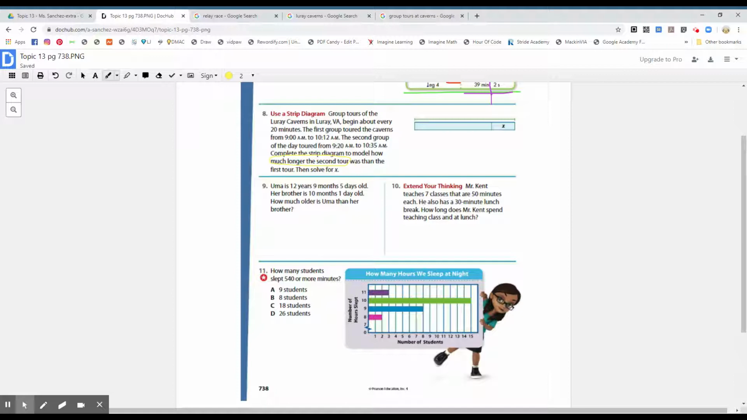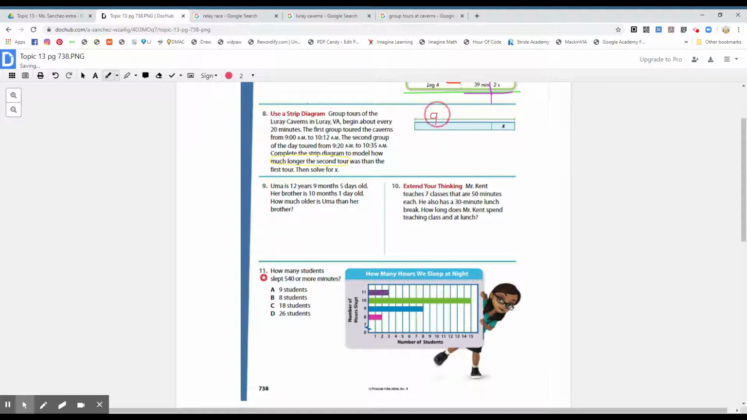So boys and girls, if that second group is longer, can you tell me where I'm supposed to put it on the strip diagram? If it is the longer one, do you think it goes up here? Do you think it's a small part or do you think it's this little tiny part? Where do you think the time for the second tour should be? Well, boys and girls, if you said it should be on top, good job. I agree with you since it is the longer. So up here, boys and girls, I'm going to write the time.